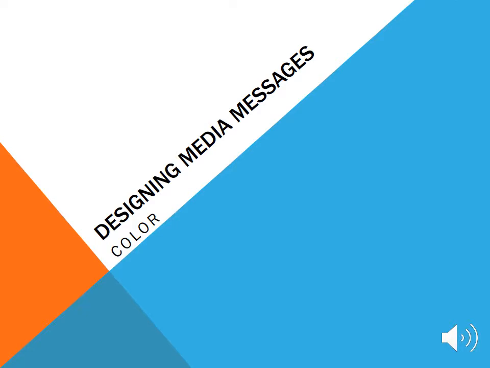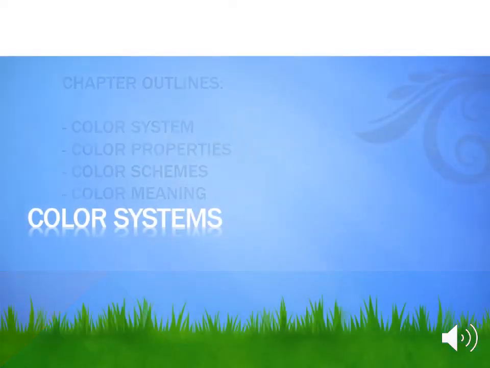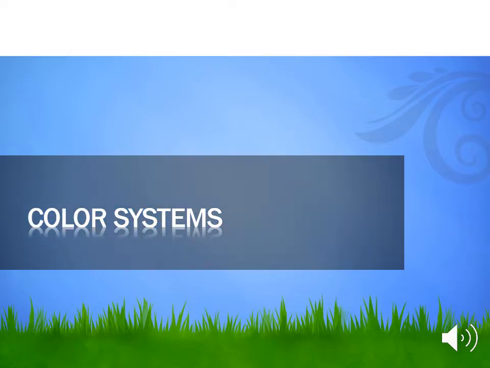Hello, this chapter will talk about color. We'll cover color systems, color properties, color schemes, and color meaning. First, let's talk about color systems.